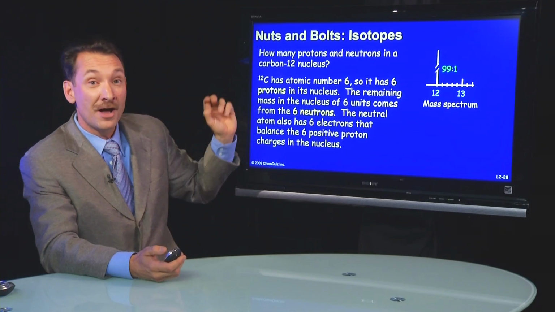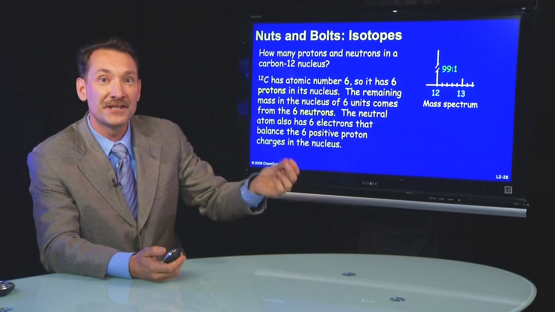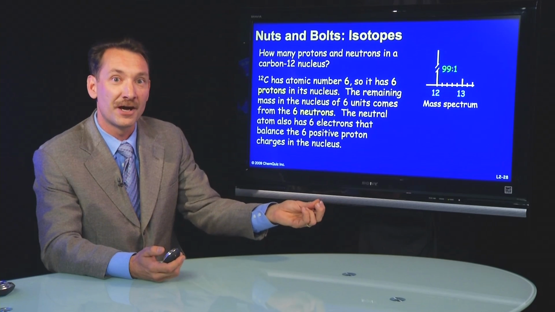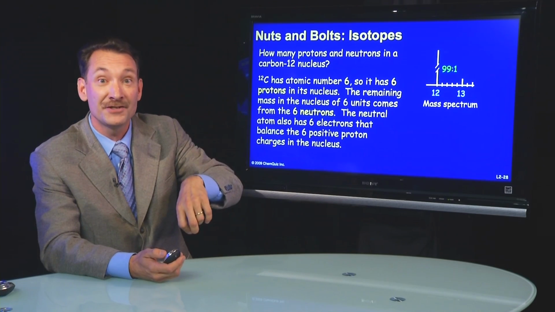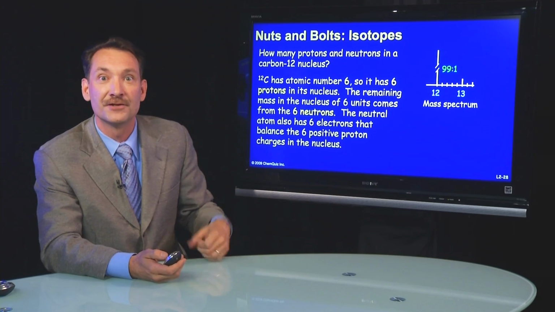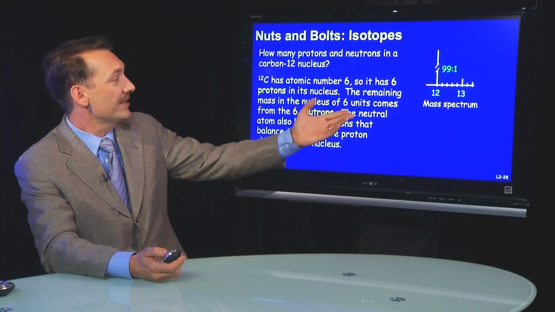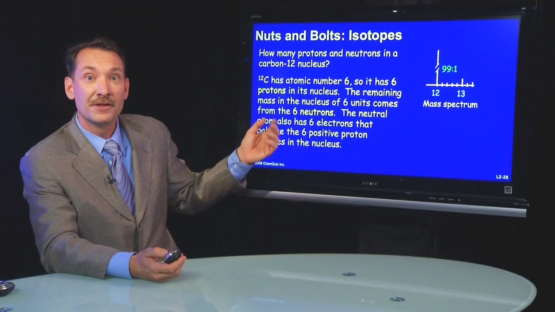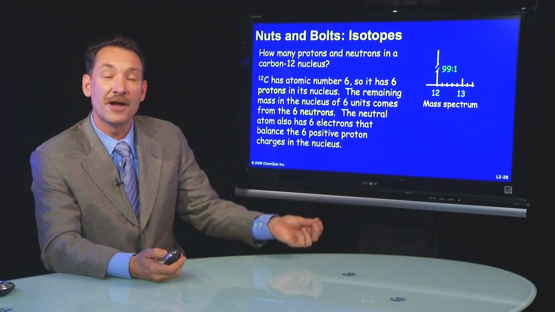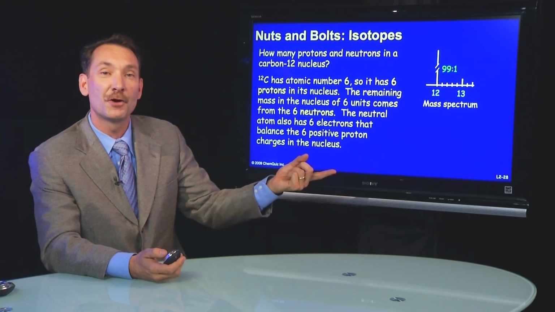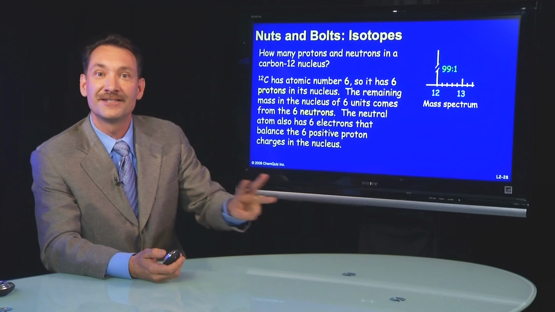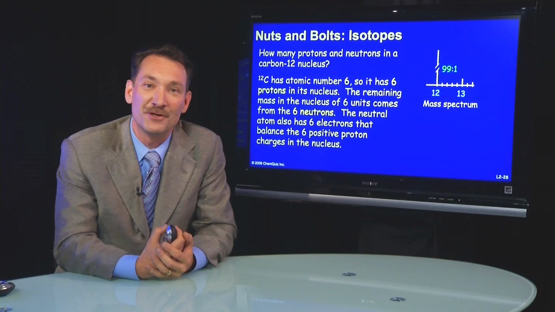It has mass 12, so 6 of those mass units are for the protons, and there are 6 more mass units. Those must be the neutrons. So there's 6 neutrons in a carbon-12 nucleus. And if it's a neutral atom, then there needs to be 1 electron for every proton. So 6 protons, 6 neutrons, 6 electrons in a carbon-12 atom.